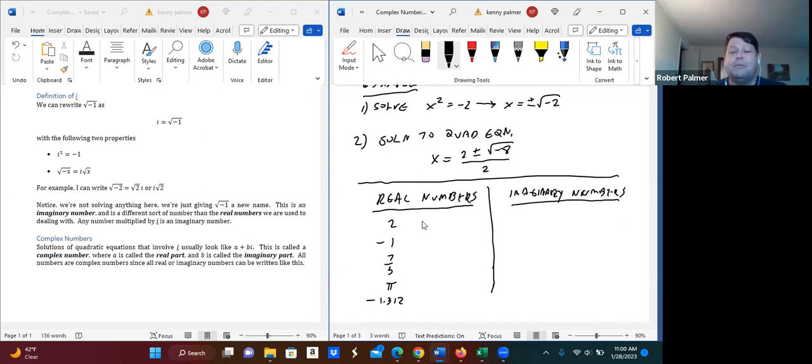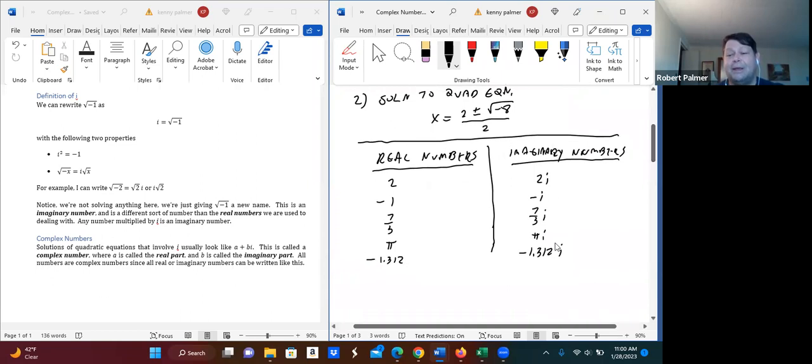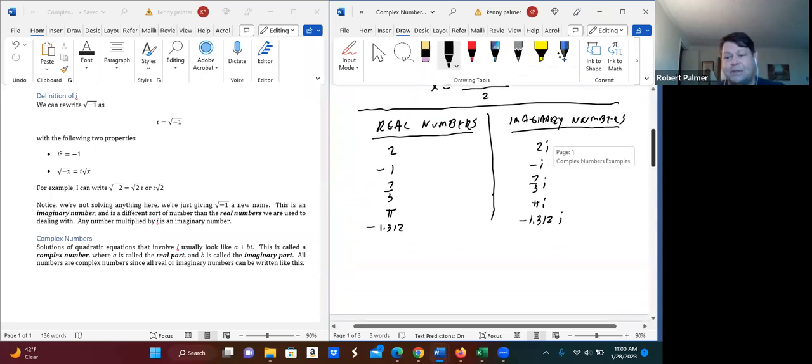Now, an imaginary number is any number multiplied by i, which is the square root of -1. So it could look like 2i, or negative 1i, let's write that as negative i, 7/3 i, pi times i, or negative 1.312 times i. These are all imaginary because they're multiplied by an i. And they're different numbers, and in most of the work we do, we're not going to deal with those too much, other than, once again, in solutions of quadratic equations. Now, the last thing I want to mention is what's called a complex number, and that's the combination of both of these.